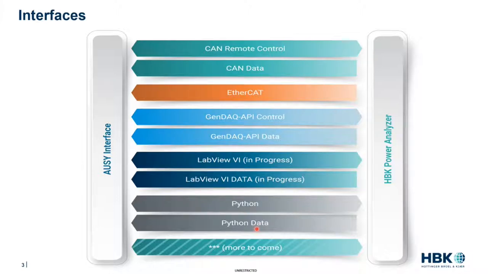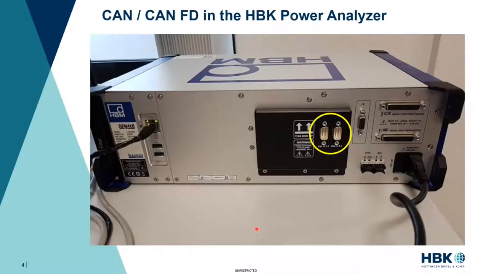Now let's come back to CAN or CAN-FD in our HBK Power Analyzer. On this picture, you can see a Gen 4TB. Most of you may know it. And the CAN ports are located at the backside of the Genesis. We have two D-Sub9 connectors, and each connector contains two ports. So overall, we have four CAN ports available.